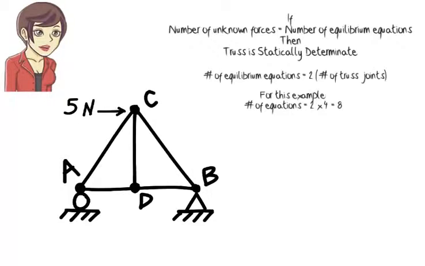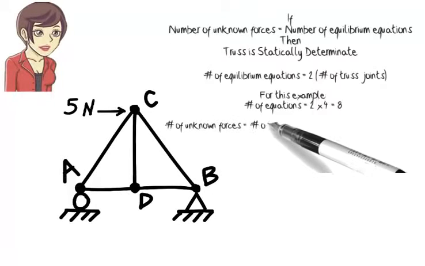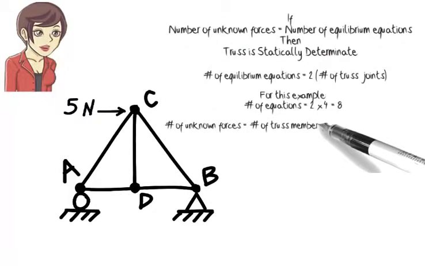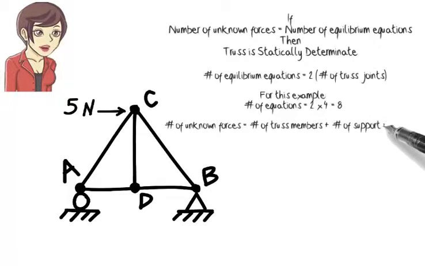Why 2 times the number of joints? I am going to answer this question in a minute. For now, let's just accept it as a fact. But what about the number of unknown forces? The total number of unknown forces in a truss equals the number of its members plus the number of its support reactions. Here, the truss has 5 members.